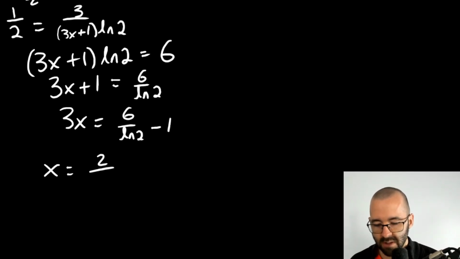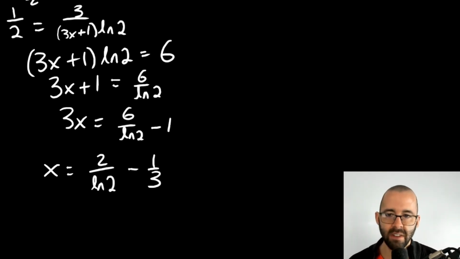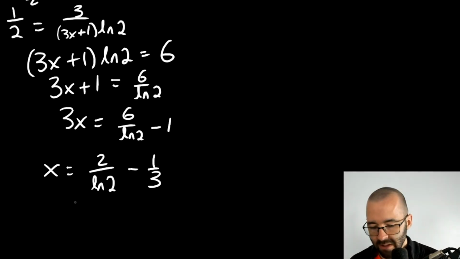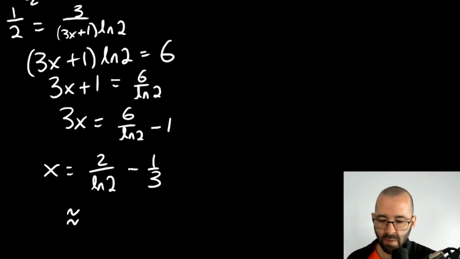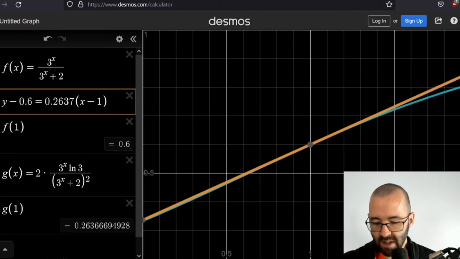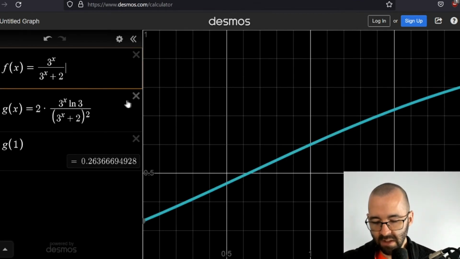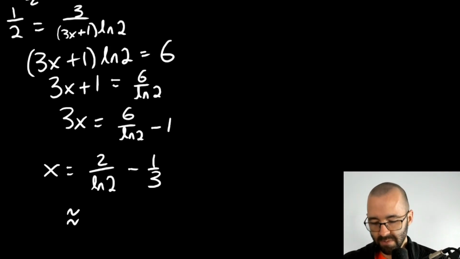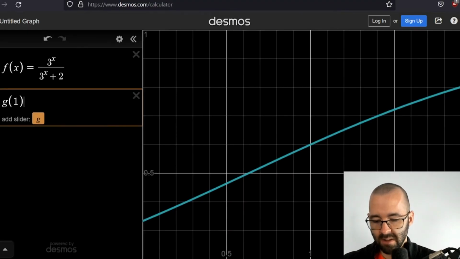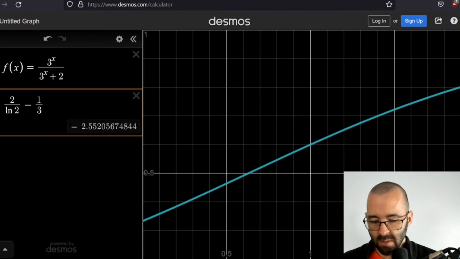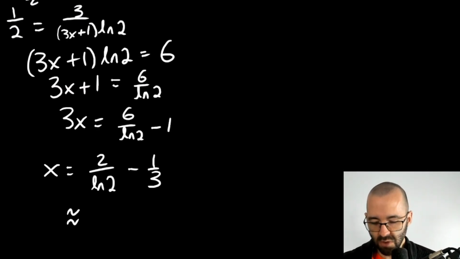We can also just divide everything by 3, depending on how you want to approach this problem, or you could just have a 1/3 out in front. So this is our exact answer for our x coordinate. Times we do want to use the exact answer, but I'll try to specify whenever I can. Here, let's approximate it. 2 over ln 2 minus 1/3. That's about 2.5521.